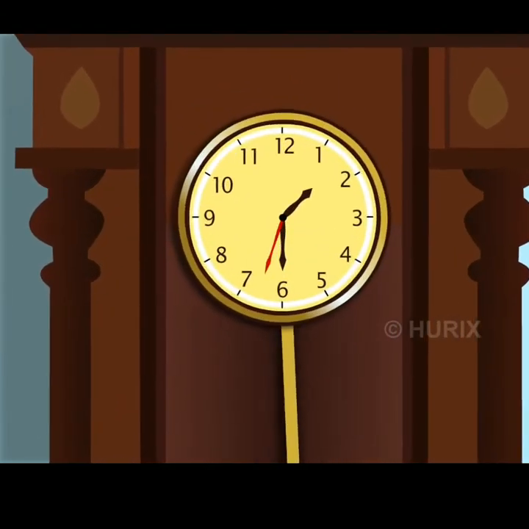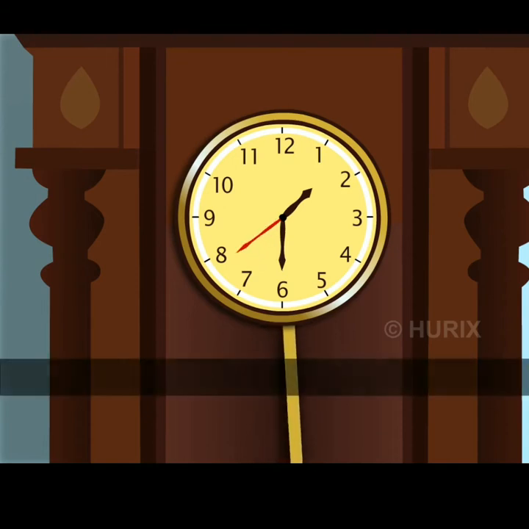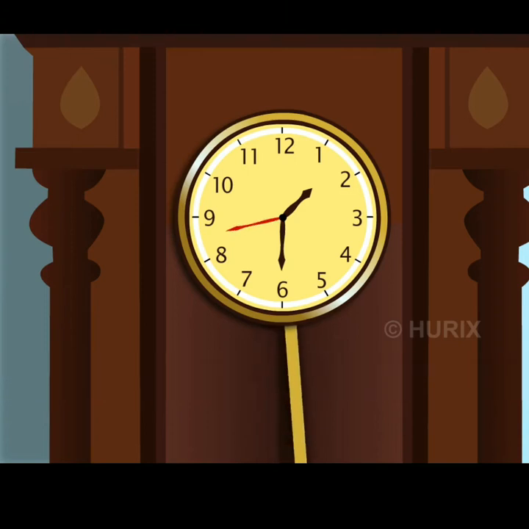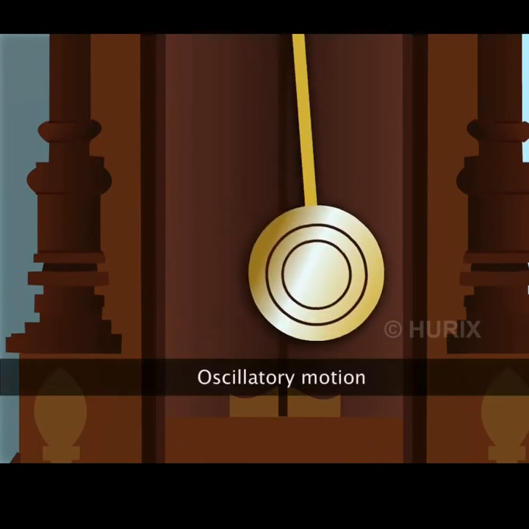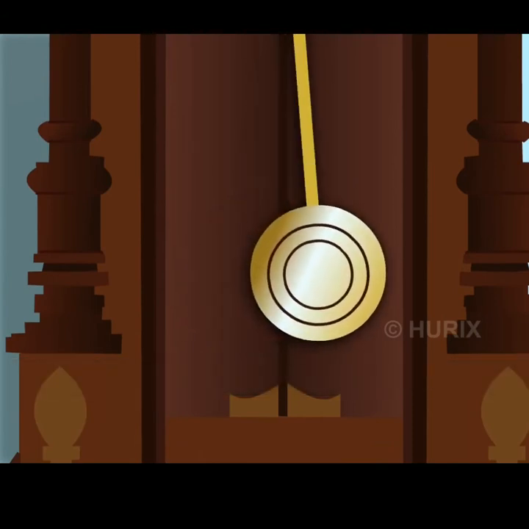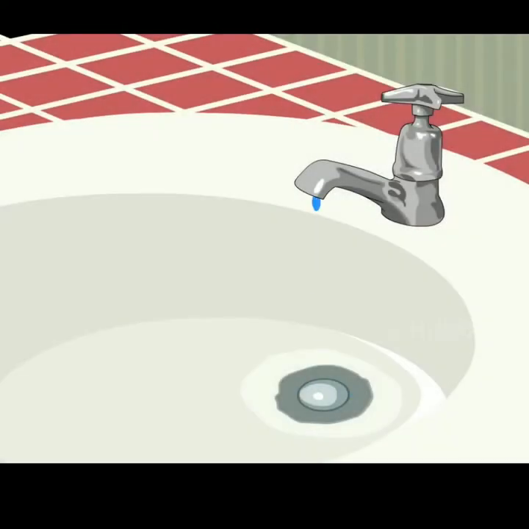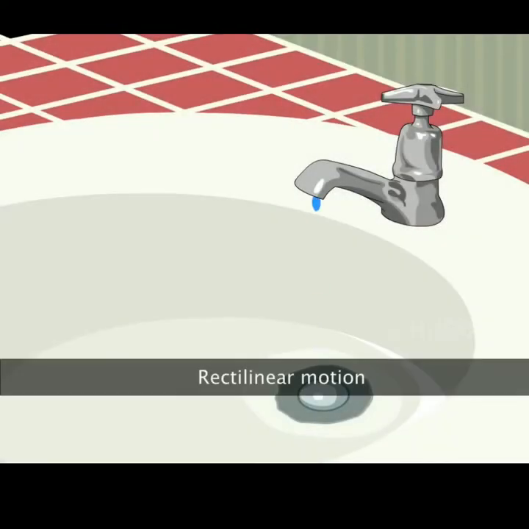Which type of motion is performed by the hands of this clock? Rotational motion. This pendulum shows oscillatory motion. These water droplets show rectilinear motion.